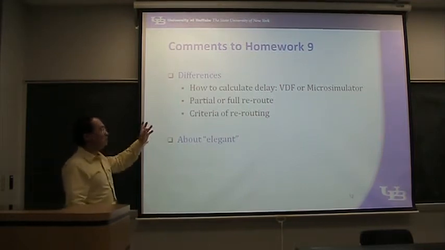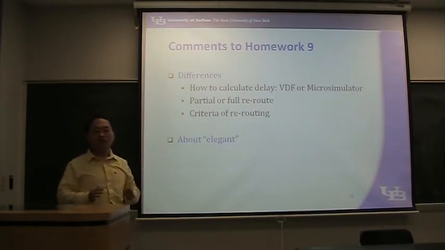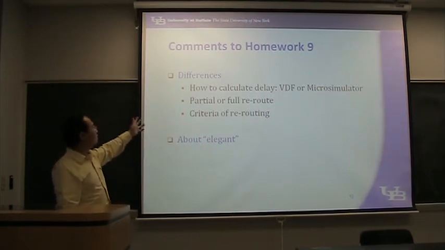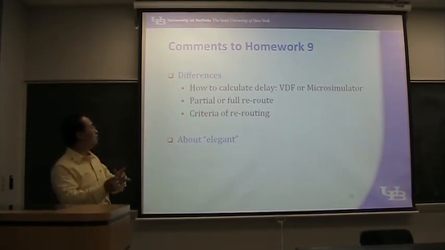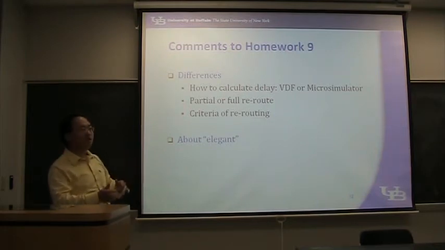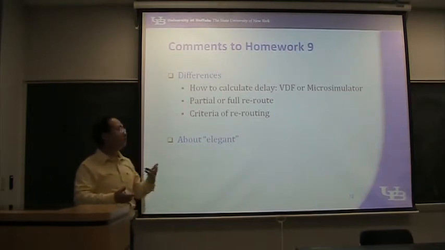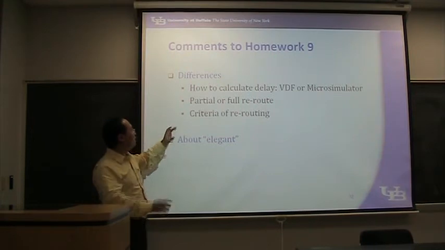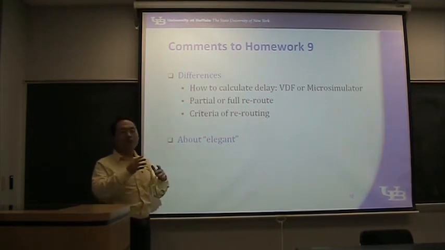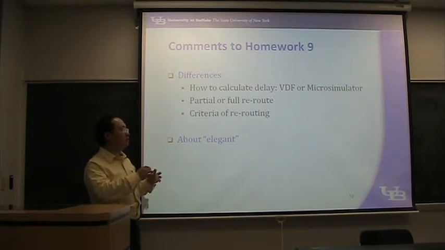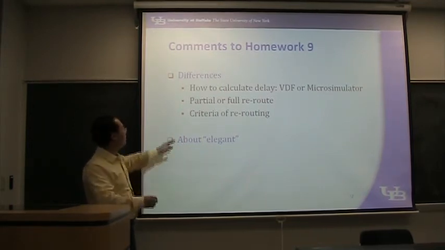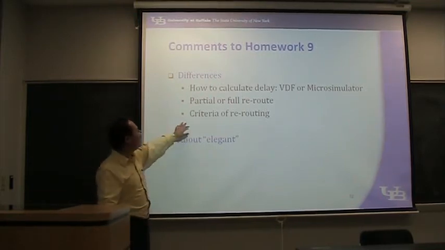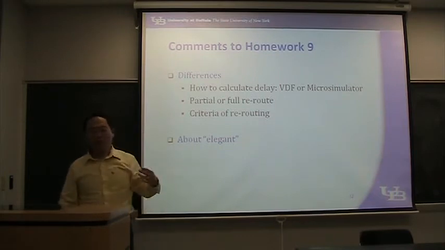Homework 9 is about the differences between those 3 feedback procedures, and I want to summarize the differences. The first difference is how each procedure calculates delay, whether they are using VDF, volume delay function, or microsimulator. The second difference is that in each procedure, you will reroute some households. But is this a partial reroute or full reroute? That's the second question. And the criteria of selecting households for rerouting.